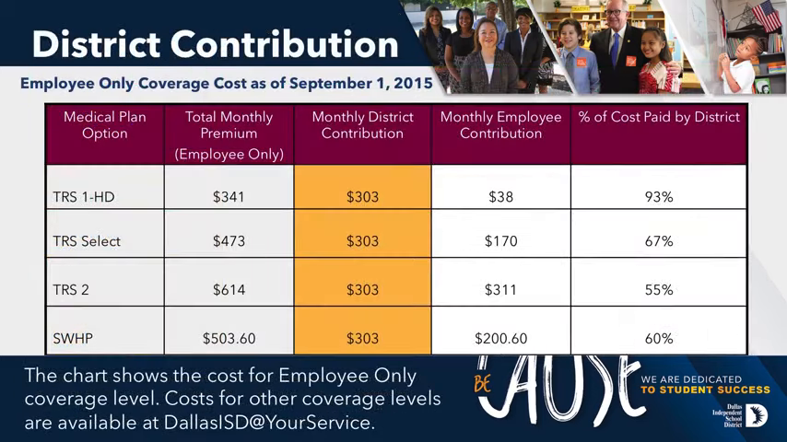Dallas ISD shares in the cost of your TRS medical plan coverage for full-time employees. For 2015-2016, the district will continue to contribute $303 each month toward medical plan coverage. This chart shows the cost and percentage of the monthly contribution rate that both you and the district pay. It displays the employee-only coverage category. For details about all the medical plan rates, review the TRS Active Enrollment Guide, or you may view the rates on the medical page during the enrollment process on the Dallas ISD At Your Service website.